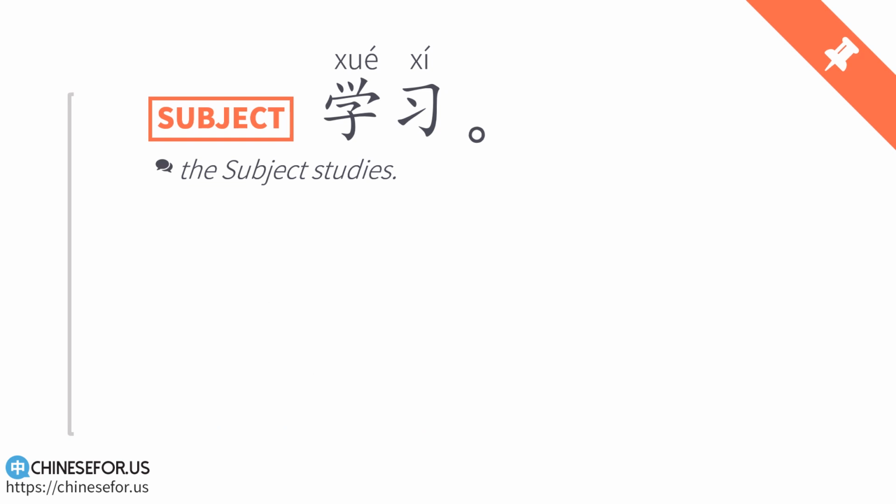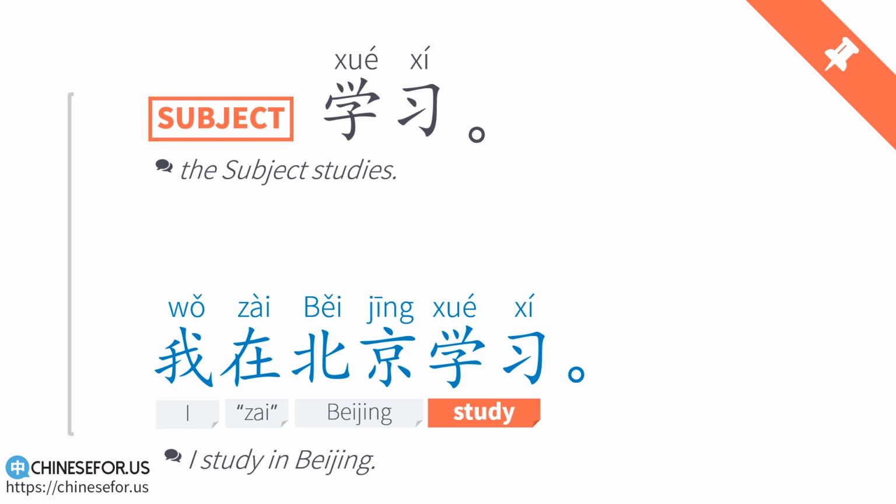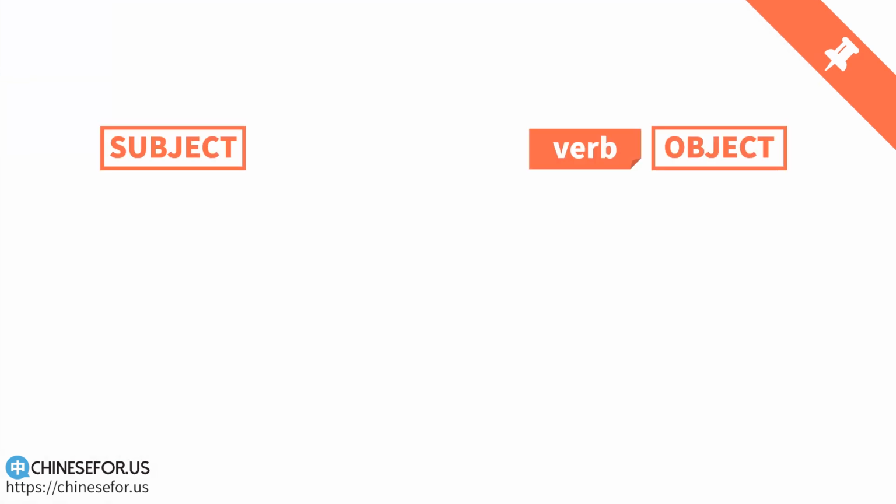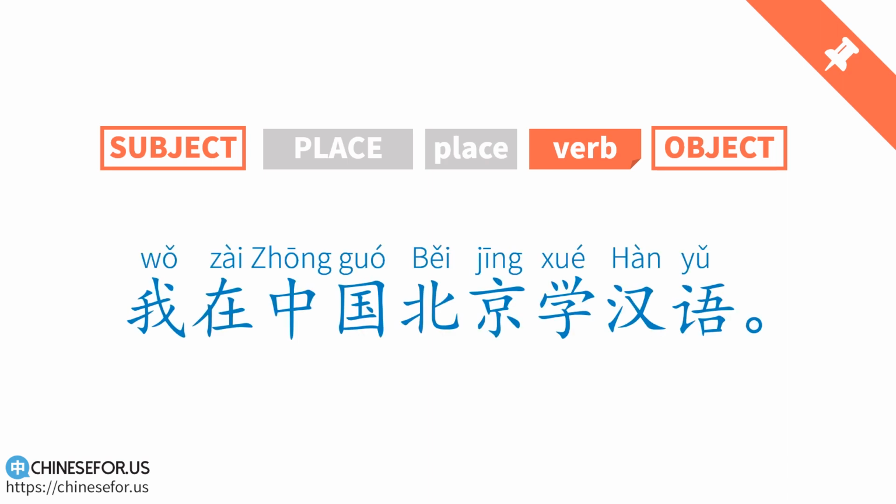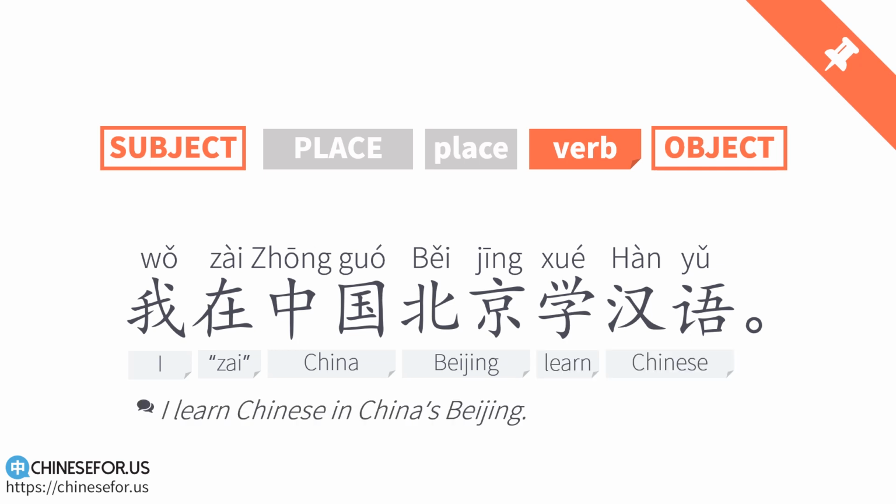We have to make it complete and say 我在北京学习。And be careful that in Chinese, we put the biggest place in front of smaller ones. For example, 我在中国北京学汉语。I 在 China 北京 learn Chinese. I learn Chinese in China's Beijing.